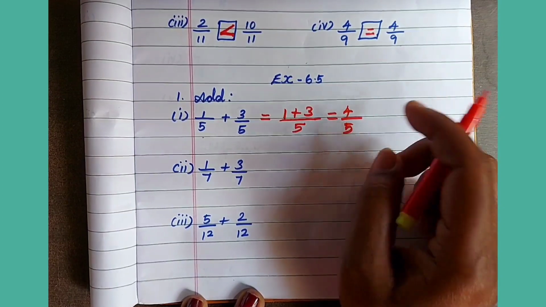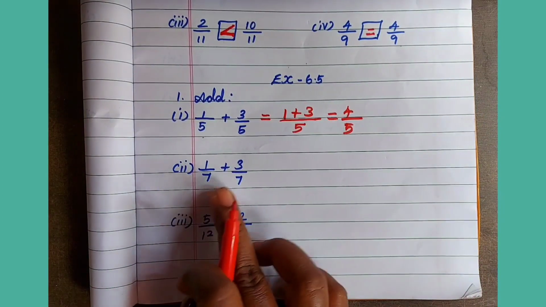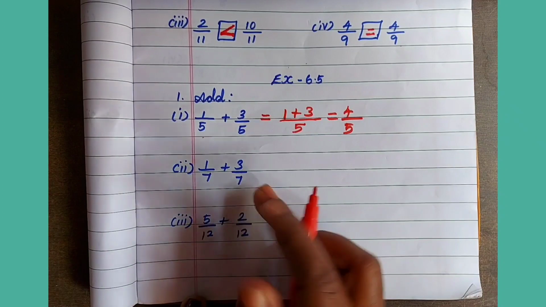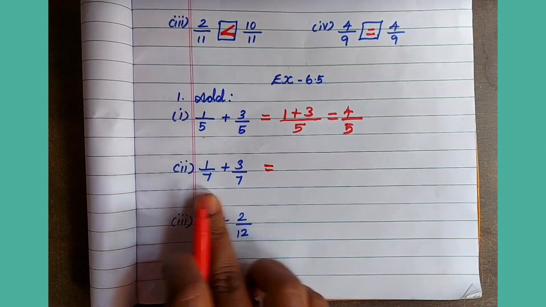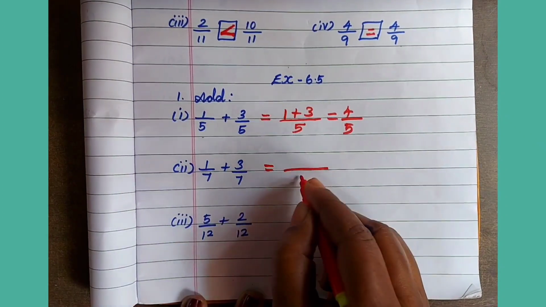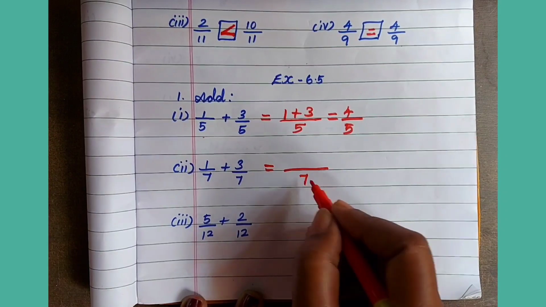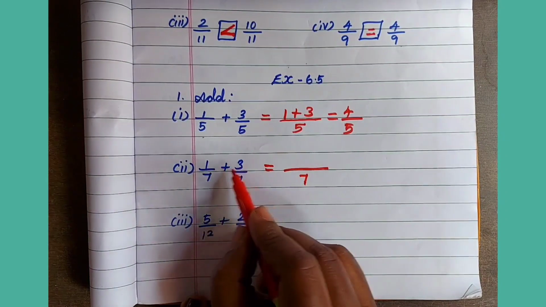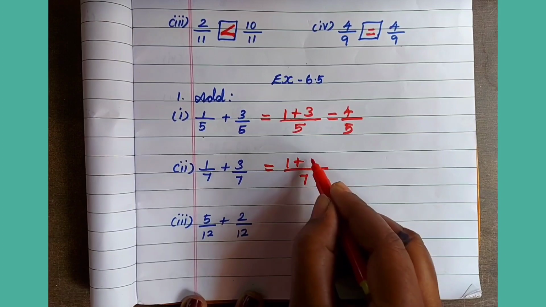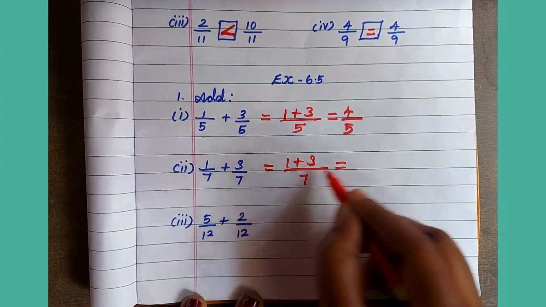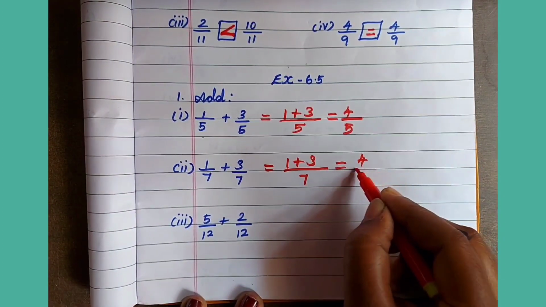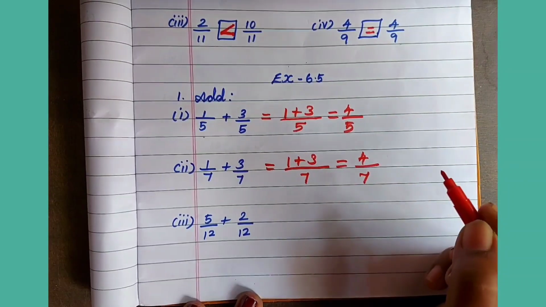Next one, 1 by 7 plus 3 by 7, two fractions are given. So the denominator values are the same. First we write the common denominator value 7. Now add the numerators, 1 plus 3. So 1 plus 3 is 4, divided by 7.